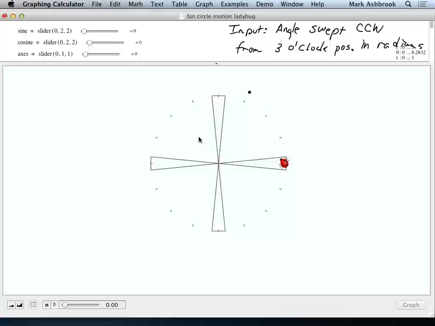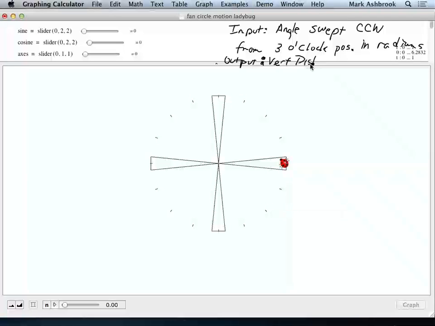Our output is, that's what we said before. Our output's going to be the vertical distance above the horizontal diameter in feet.